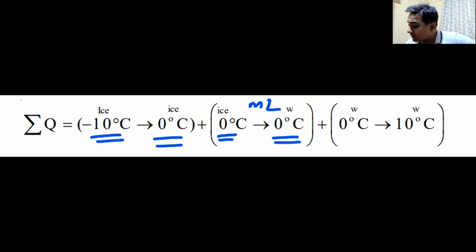Then I have water at 0 degrees Celsius. I will take it to water at 10 degrees Celsius because I don't have to go any further. I have to stop at water at 10 degrees Celsius: m into s into delta theta. Mass is given. Specific heat of water is 1. Delta theta is 10. We just put the values and get the answer.